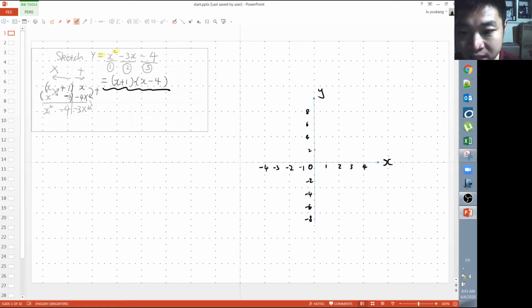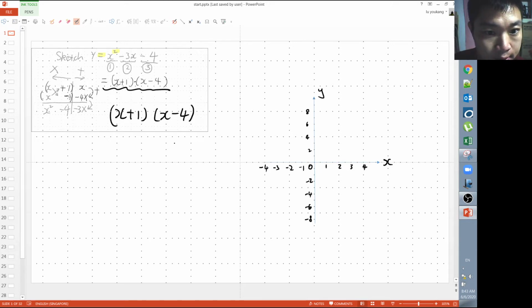For my y-axis, 1 unit is actually 2. So you can have different scales for your x and your y, so it doesn't matter much. So without further ado, let me continue with this question. Let me take this factorization out.